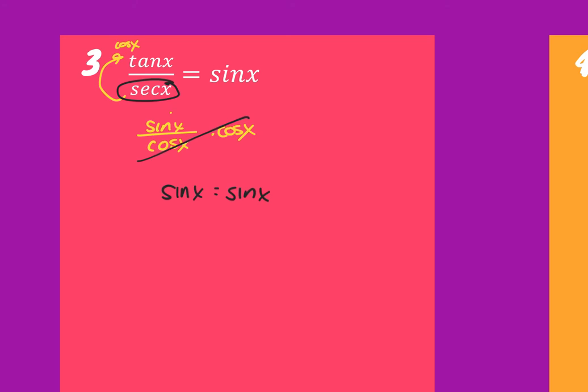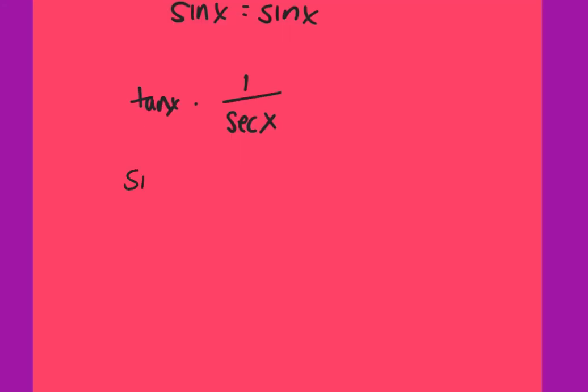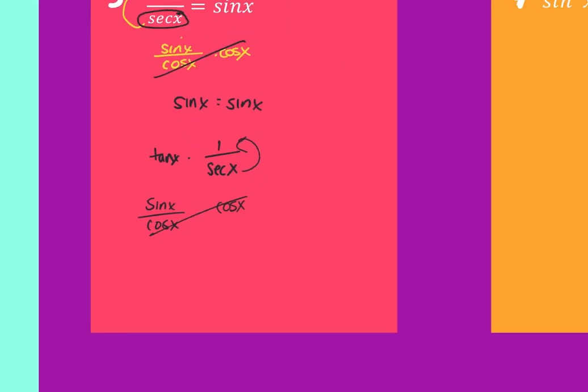Yes, but make it 1 over. So you can do tan x times 1 over secant x. That's what you're saying? Yeah. And then what would you do? And then you make tangent sine over cosine, and then you make cosine over 1. So bring that to the top. Yep. That works.